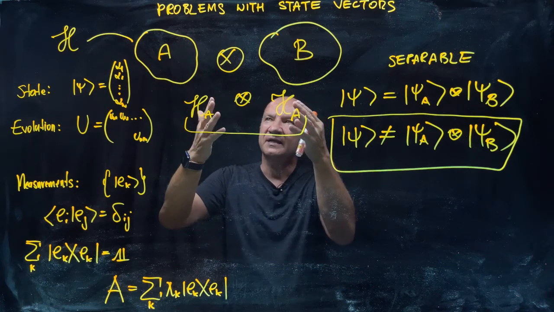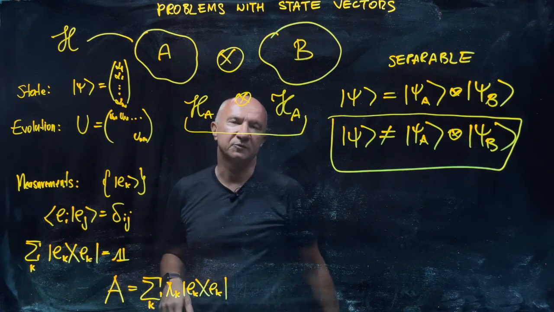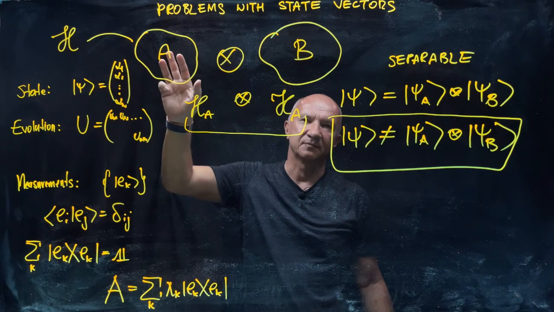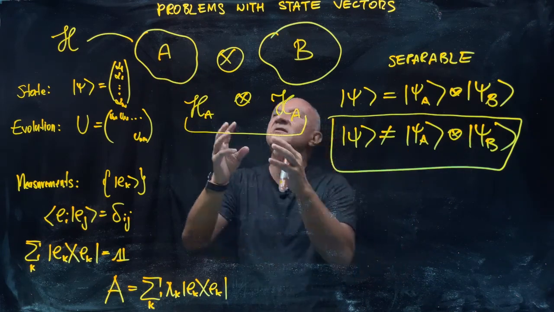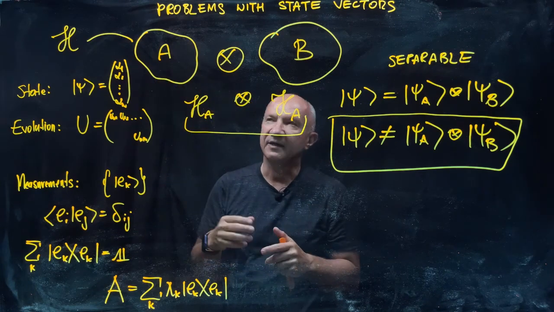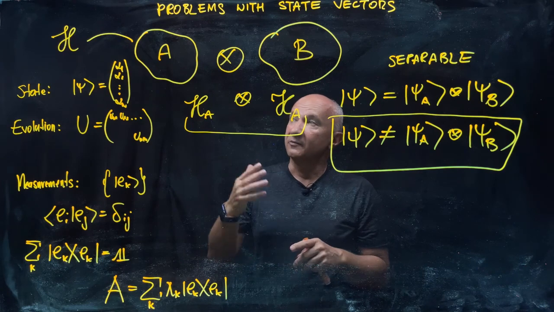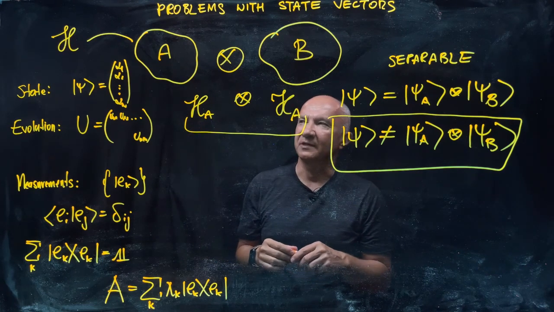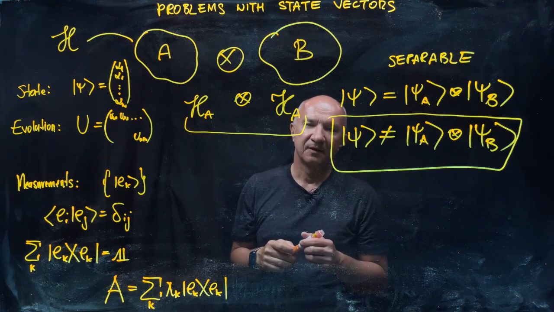So if you have an entangled state, the question is, how are you going to make statistical predictions if you cannot attribute a state vector to this subsystem? By definition, if the two subsystems are entangled, then you cannot attribute a state vector to either of the two subsystems. So there is a problem with the concept of the state vector. It doesn't apply to subsystems, as you can see.